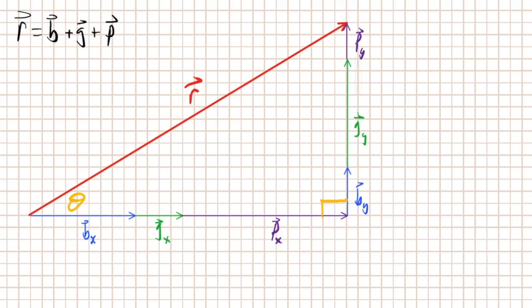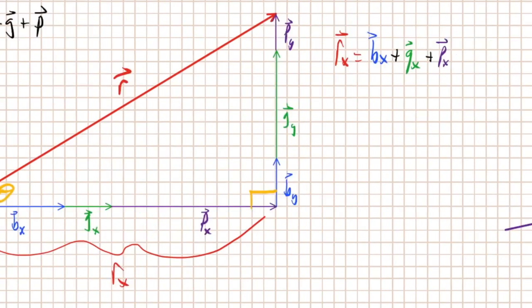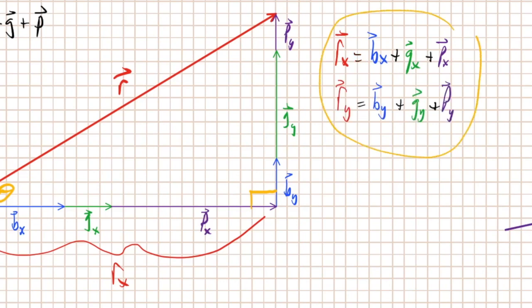Once we have these numbers for all the x components and all the y components, your resultant in the x, so this cumulatively would be your rx, would be equal to bx plus gx plus px. And then, of course, you would do the exact same thing for the y component. So that's all there is to that part.